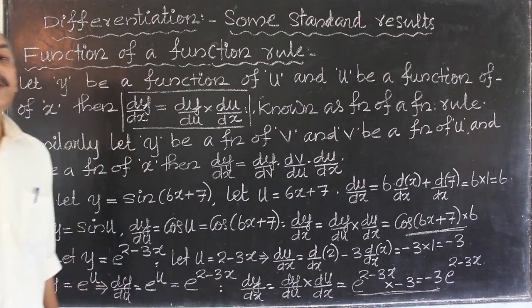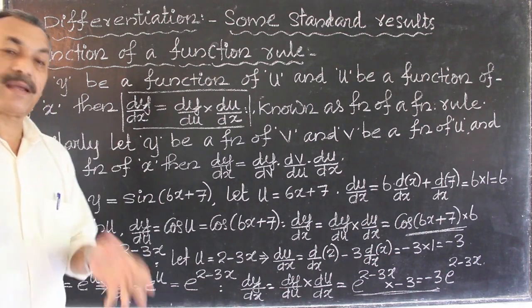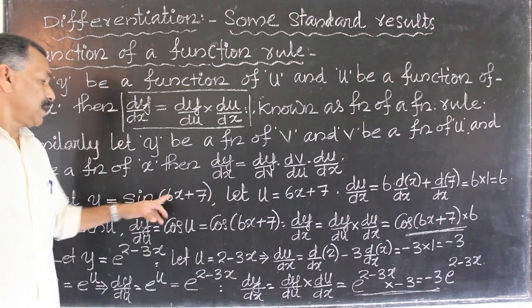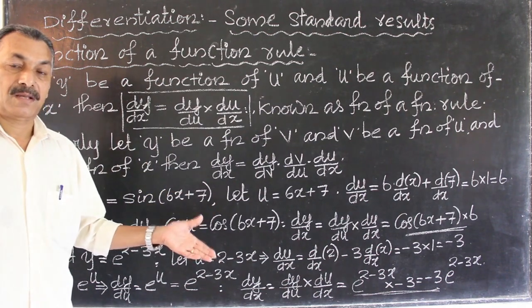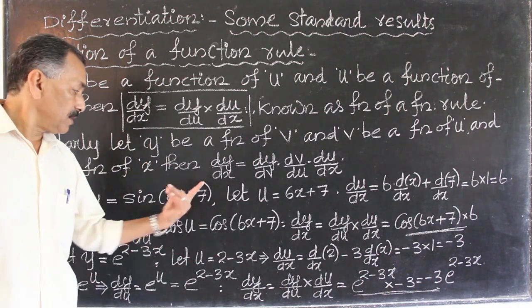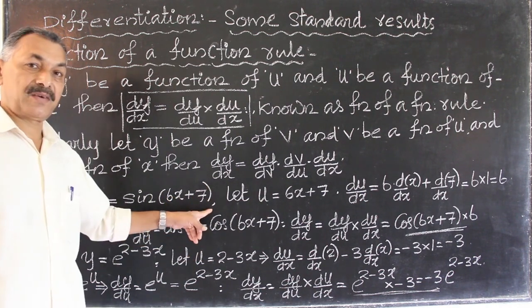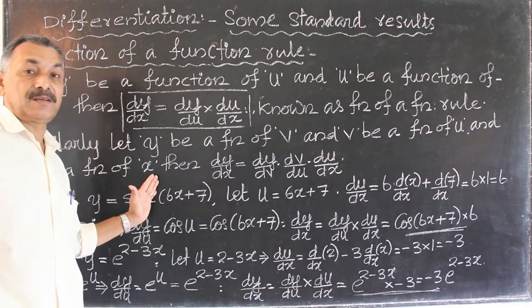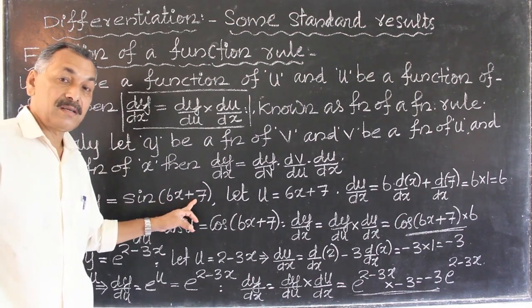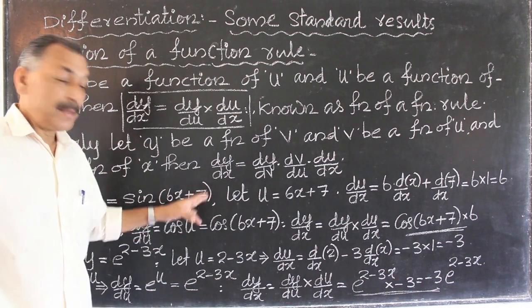Second, for a function of a function, we have to apply the derivative directly. The derivative of sine is cosine. Now the derivative of sin u is cos u, that is cos of 6x plus 7. Then the derivative of the inside, 6x plus 7: the derivative of 6x is 6, since the derivative of x is 1, and the derivative of 7 is 0. Then 6 will multiply.